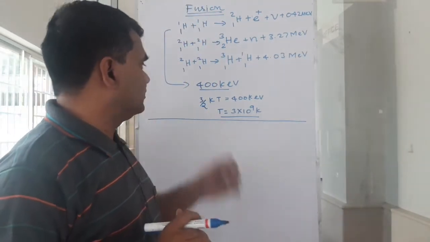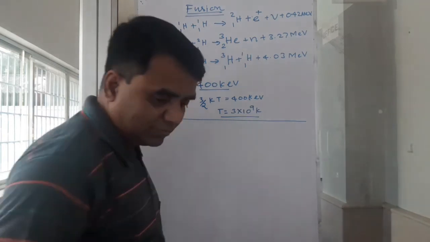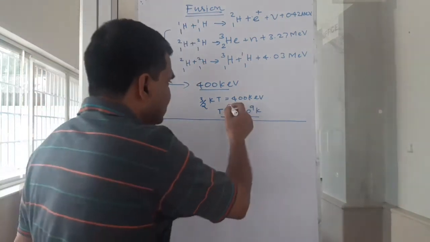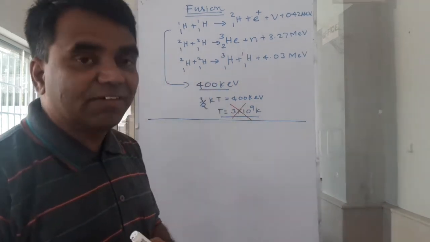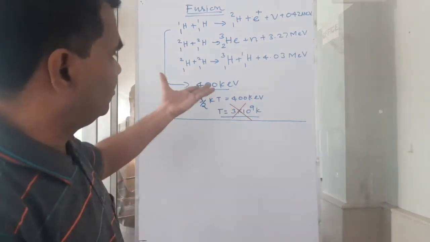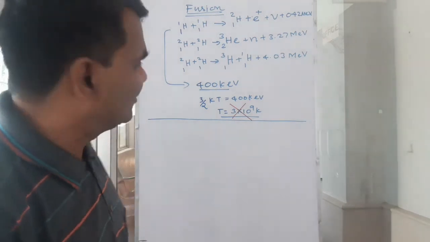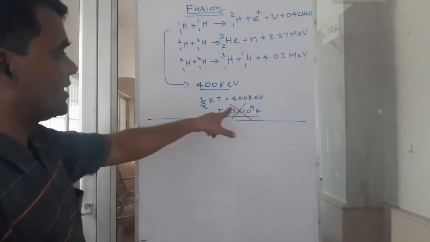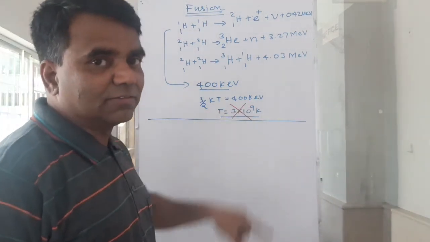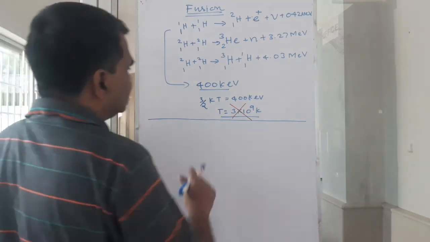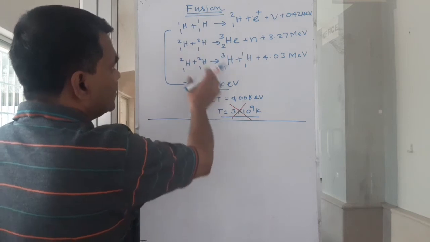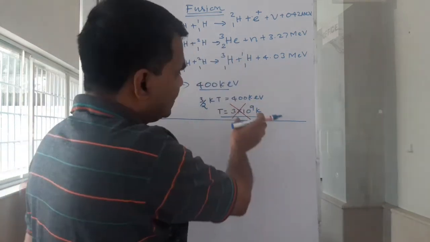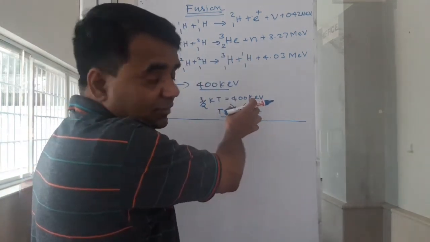So the Sun doesn't have this temperature, which means that this is not the average kinetic energy. If it were the average kinetic energy, the Sun would blow up in no time. So this doesn't happen here. You need to understand it. This is the temperature for all protons, all hydrogen atoms, to take part in nuclear fusion.